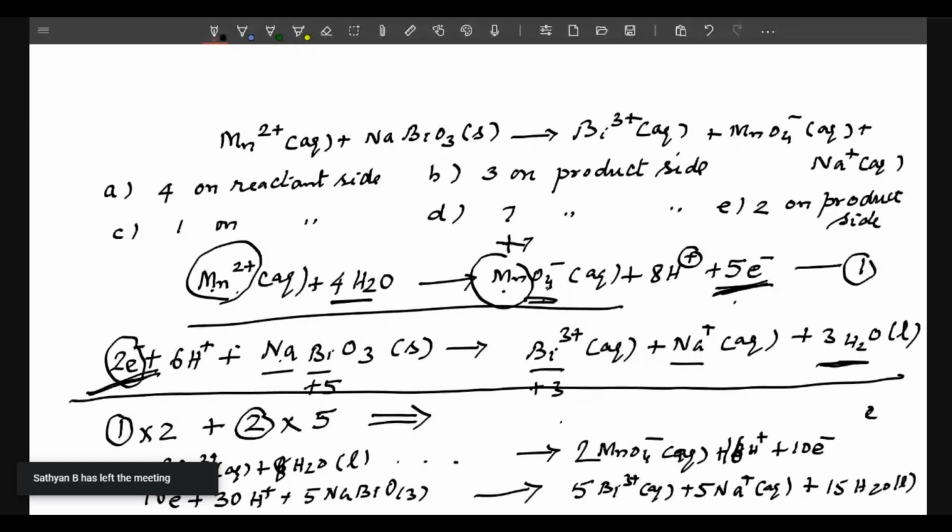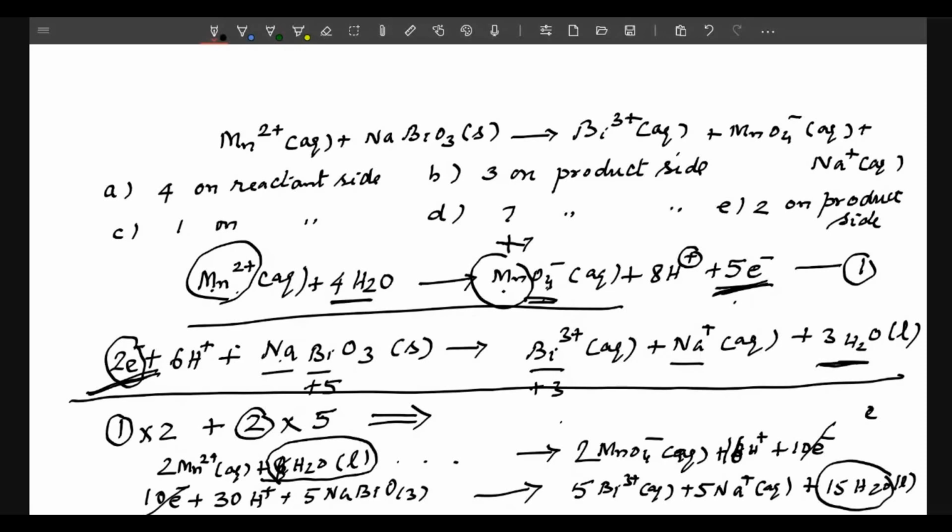Now you are going to add these, and the 10 electrons and 10 electrons get cancelled. During this addition, if the same species are present on both sides, they should be cancelled accordingly, and the remaining number should be placed on the appropriate side. In our problem, it is asked how many water molecules are there in the balanced equation. They are asking only about the water molecules. Therefore, take the water molecules: 8 water on the reactant side and 15 water molecules on the product side. If you cancel this, how many water molecules would be left, and on which side?